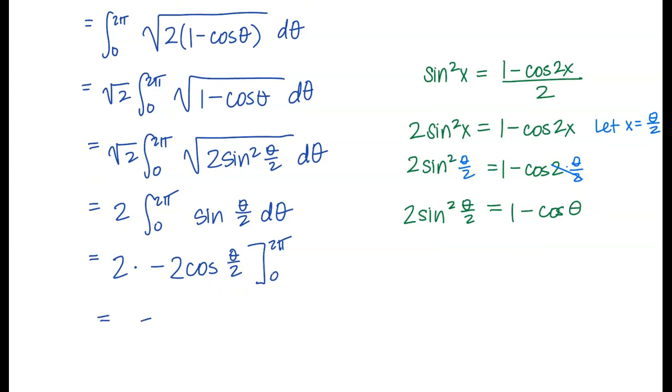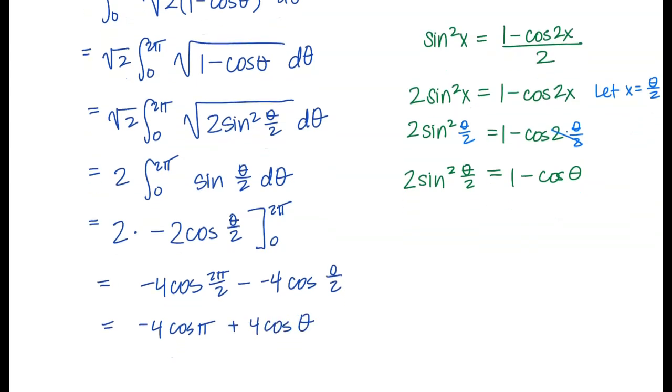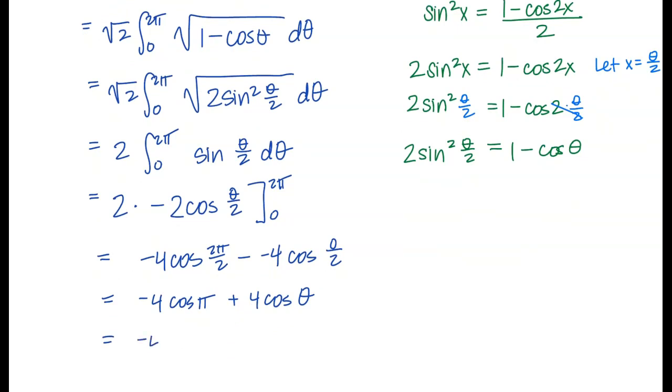So we have -4 cosine of 2 pi over 2 minus -4 cosine of 0 over 2. And so -4 cosine of pi plus 4 cosine of 0, a little bit more space. So we have -4 cosine of pi is -1 plus 4 times 1. So we have 4 plus 4. So we get out 8. So the length of that curve given in polar is 8.